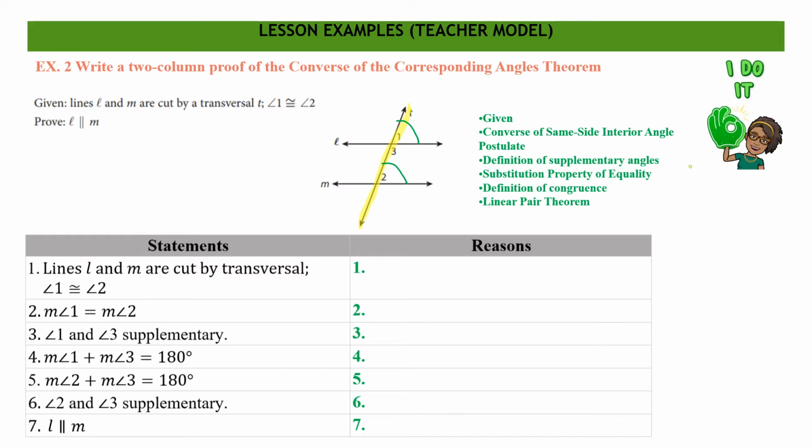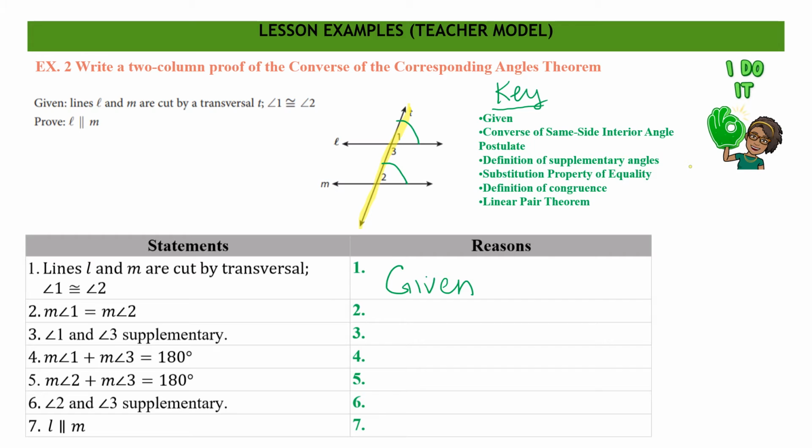So they give us a key here on the right. And we can use this key to fill in the reasons that we have for our proof. And just a hint, we can use some of these reasons more than once. So if I look at the first statement, it says lines L and M are cut by a transversal, and then we also have angles 1 and 2 are congruent. Well, obviously the reason for that would be given because it is stated in our problem for the proof.